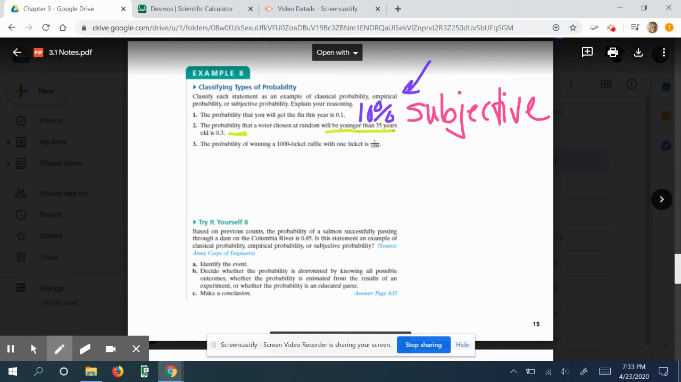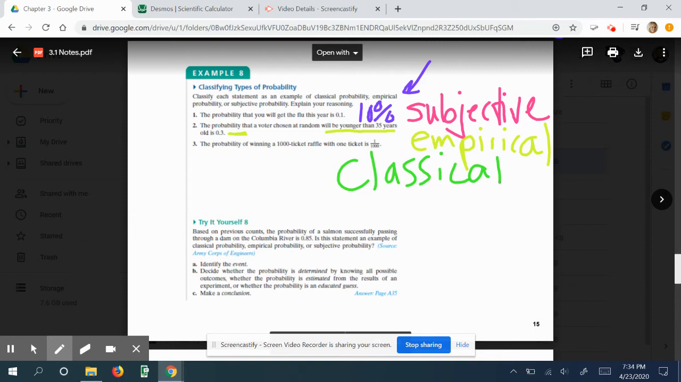Okay, well, notice it says younger than 35. So there is some sort of data that we're looking at, right? And we're comparing ages of other people. And so this one would be an example of empirical or statistical. That's part B, empirical. Finally, the last one says the probability of winning a 1,000 ticket raffle is 1 out of 1,000. Well, that's clearly classical because you have one ticket and the chances of winning are 1 out of 1,000. So we used all three.